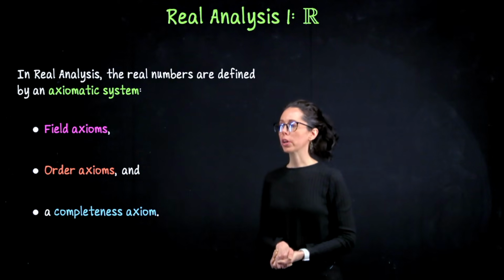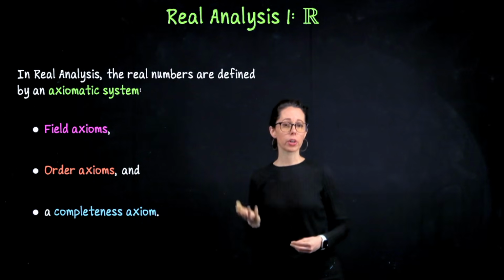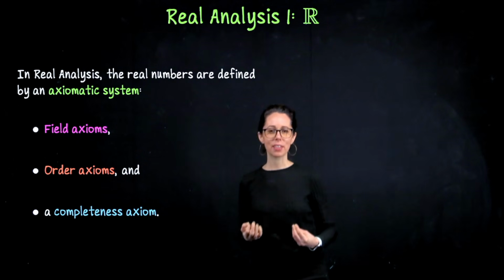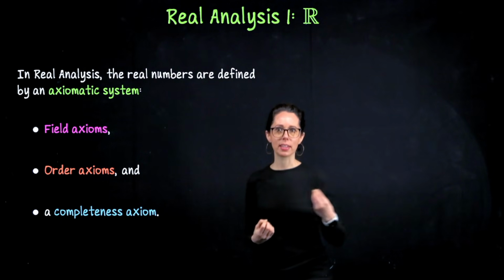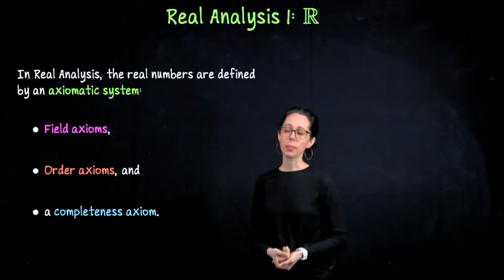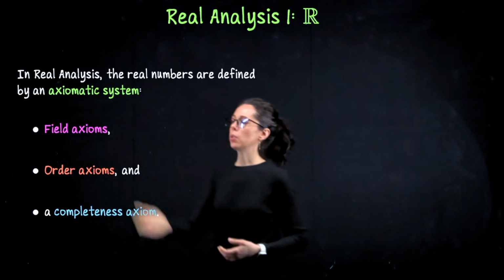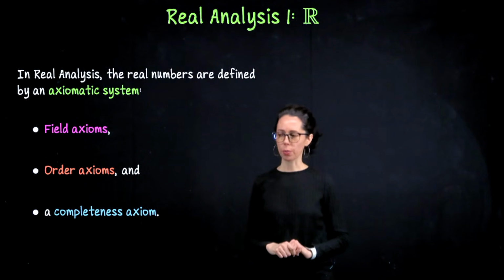The next one is the order axioms. R together with these two is something that we can call an ordered field, meaning that we have an idea of size. 3 is less than 4, -7 is less than -2, etc. So that idea that we can order the elements of the real number line. So we have that R is an ordered field. We'll do those fairly quickly because it involves operations that you are used to.